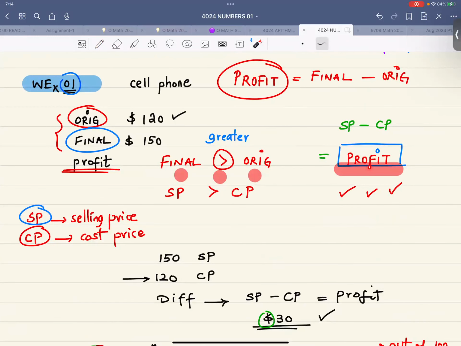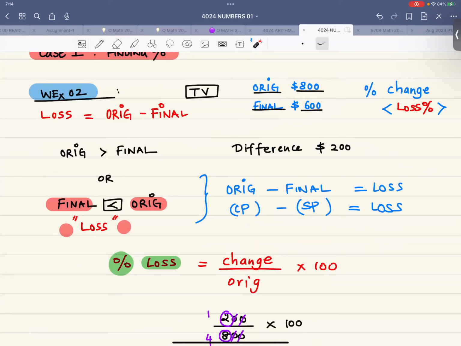When we are talking about profit, it's common sense. The final value is greater than the original value. If we are talking about the loss, it's the other way around. Original is greater than final. Acha. Now, the original price is 800. There is a fault in that gadget, in that device. And final is $600. So the difference comes out to be $200.